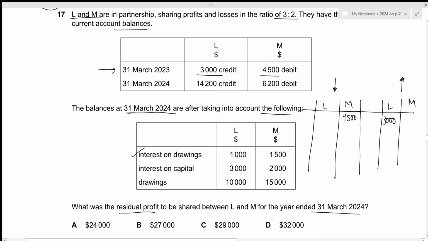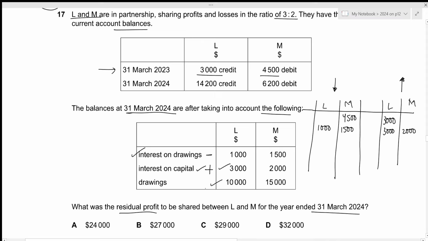We have interest on drawings. Interest on drawings is something that the partner will have to pay. So it will definitely decrease the current account balances. So this will have to be recorded on the debit side. So we have 1000 for L, 1500 for M. Then we have the interest on capital. Interest on capital is something that will be received by the partners from the partnership. So this will increase their current account balances. We need to record it on the credit side. So we have 3000 for L, 2000 for M.